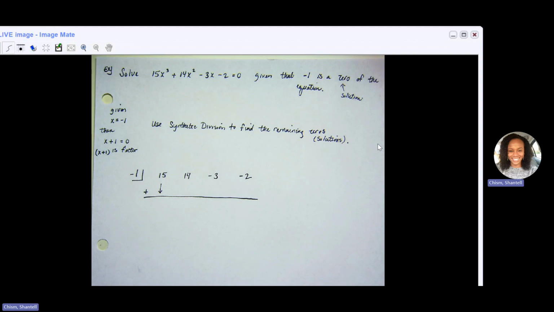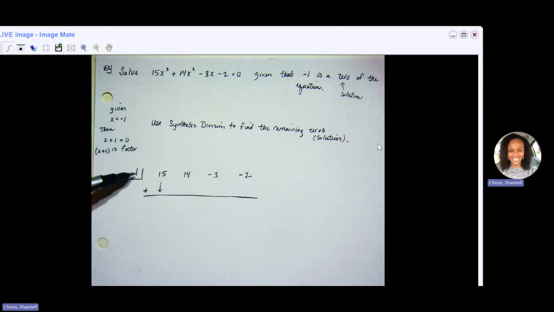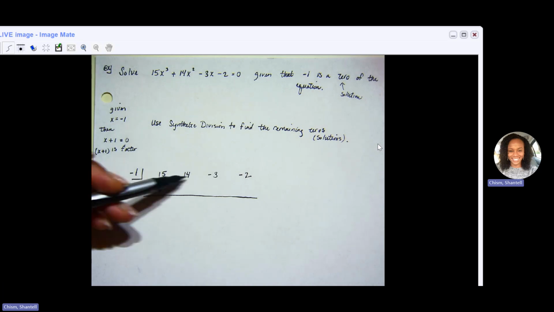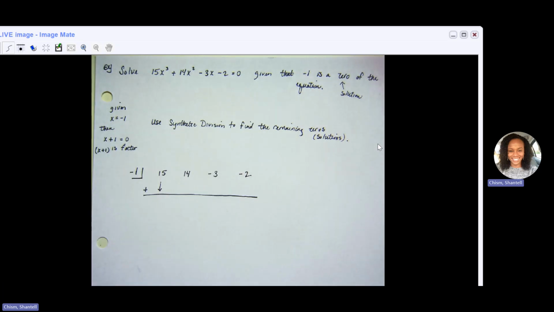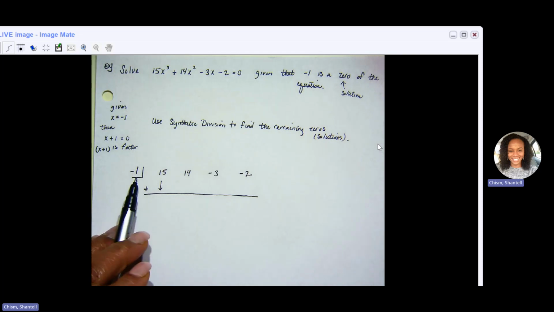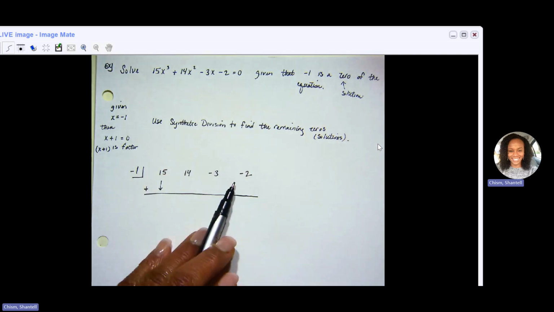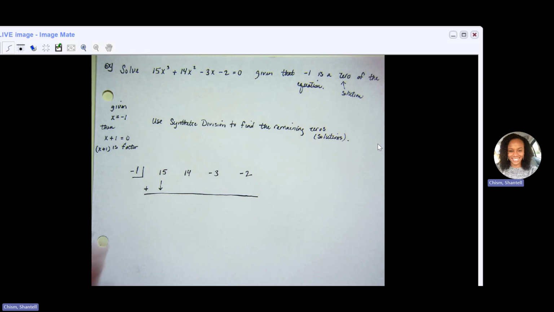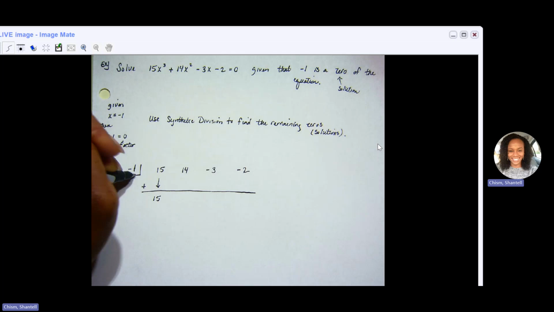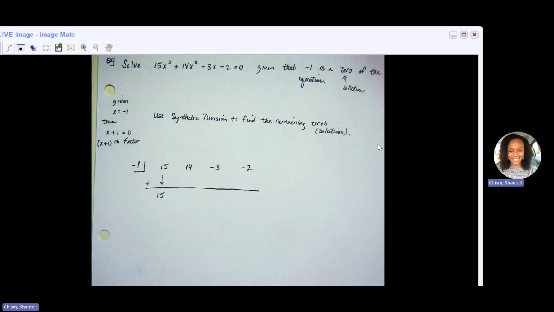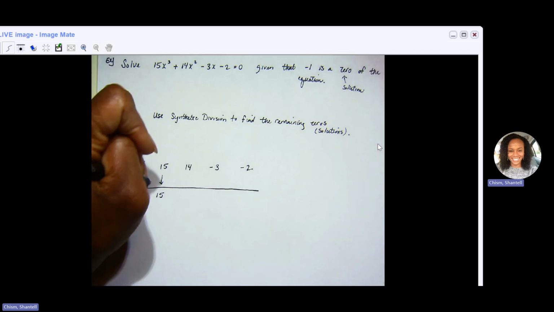So again, what I was just saying is I'm taking that given solution that they provided me with, and I'm going to use synthetic division to find the remaining solutions. So I take that solution, that -1, I create a little box separating it from the coefficients and the constant term of the dividend of the equation. I bring down my first term, and I'm going to use a different color here so that it stands out. And I start my process.